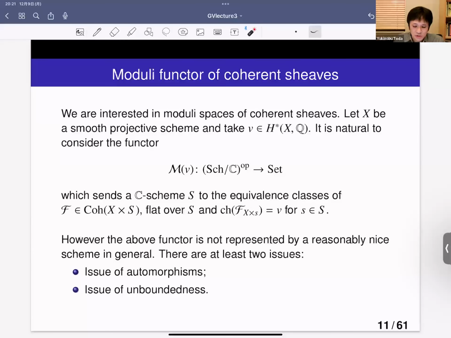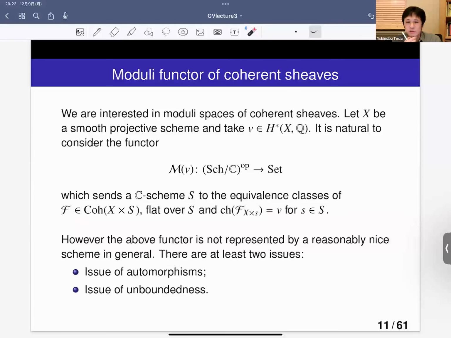So then we can consider this functor, which sends each C-scheme S to the equivalence classes of sheaves. This equivalence class is similar to the one I discussed in the Jacobian case. So I take the equivalence relation coming from the pullback of line bundles over the base. Then this functor is given by sending each scheme to the equivalence classes of flat families of coherent sheaves over S, such that its Chern character equals the given V. So this is very natural to consider.